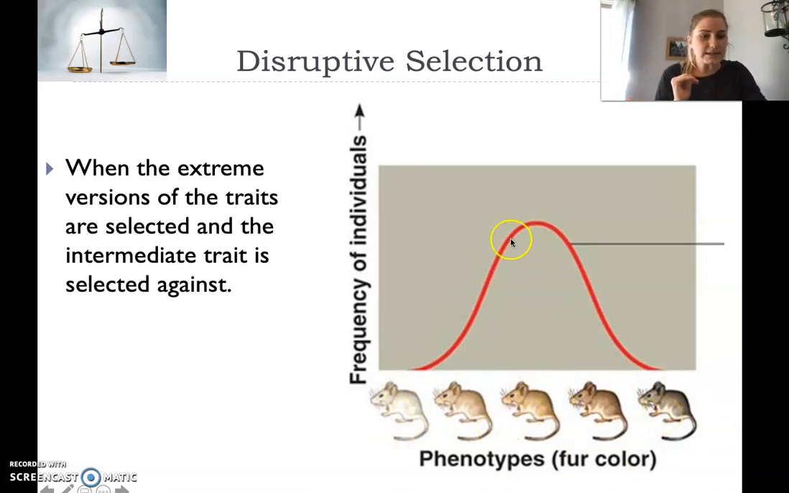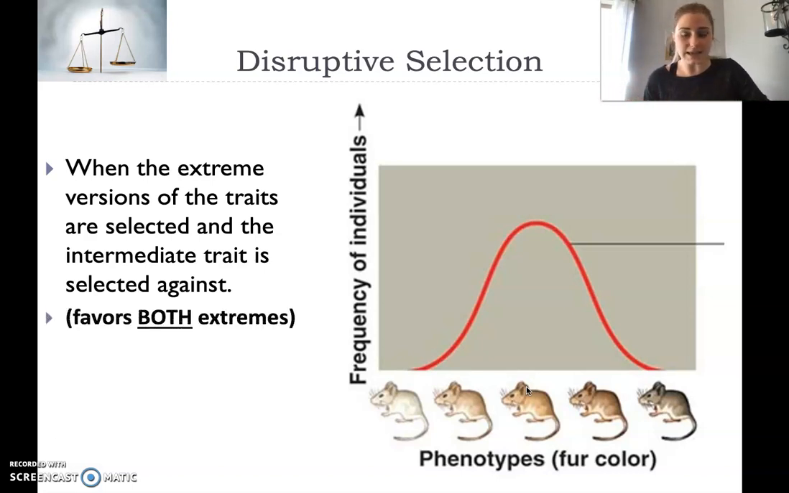If these in the middle are eaten because, let's say, we're in an environment where we have only light and dark rocks but no tan rocks at all, then the light mice are going to be able to hide on the light rocks and the dark mice are going to be able to hide on the dark rocks, and the tan mice are going to stick out like a sore thumb because they don't have anywhere to hide.